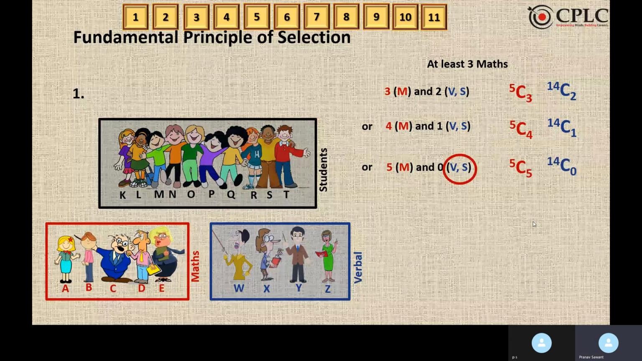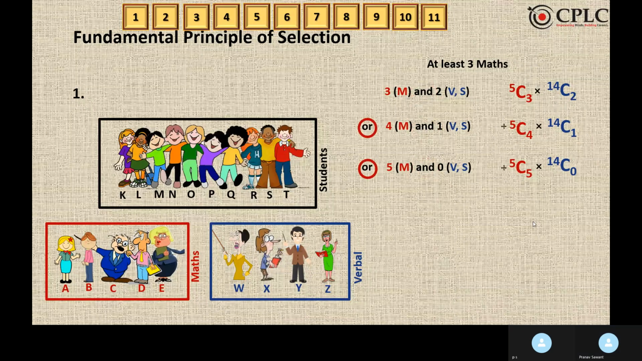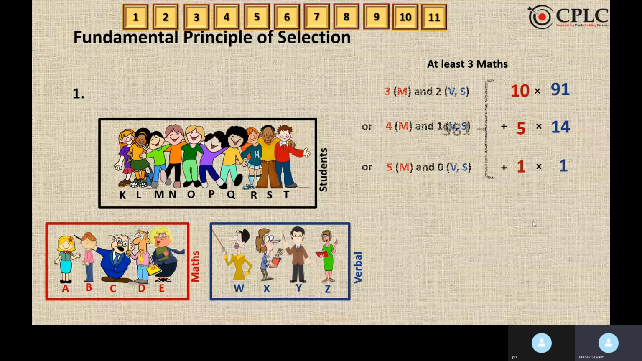Now, wherever there's and, I'll write multiplication. Wherever there's or, I'll write plus. Solving this will give me the final answer. That is 981.